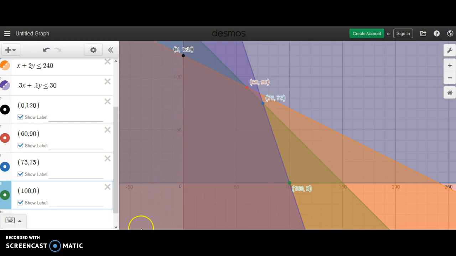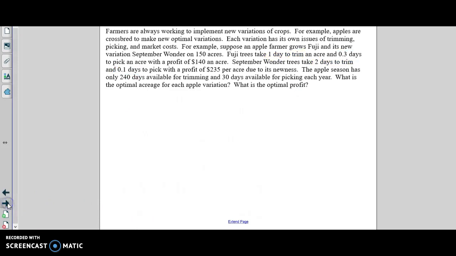Okay, so the question was, do I want to optimize my sales? If I'm optimizing sales, I've got to check and highlight the important information. I know that I make $140 for an acre of Fuji and $235 for an acre of September Wonder. That means my profit would be $140 times how many acres I have of Fuji, plus $235 times how many acres of September Wonder.